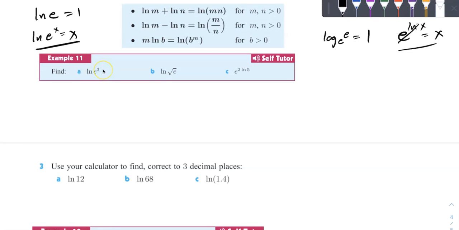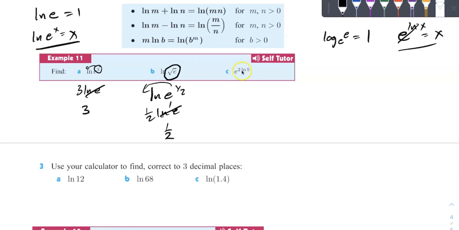Natural log of e cubed. Technically you should move that 3 to the front, so you get 3 natural log of e. That's this 1, so I just get 3. Over here, square root, we're going to rewrite that as natural log of e to the 1/2. Then you move it to the front. That gets you 1, so it's 1/2.